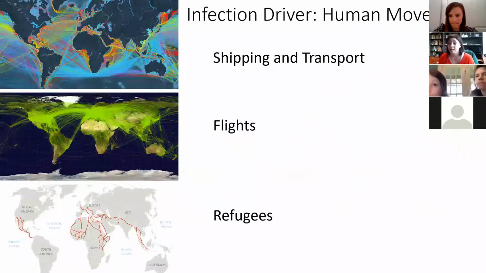The biggest driver of infection and the cause of pandemics and epidemics is just human movement. If you look at these figures, I have a picture of shipping and transport, so boats just moving across the globe. Red and yellow indicate more ships travel that way. Next down, you have all the flights that you see, and we can just travel around the globe in the blink of an eye. But another important driver of infection is the movement of refugees and people as they move slowly across the land.